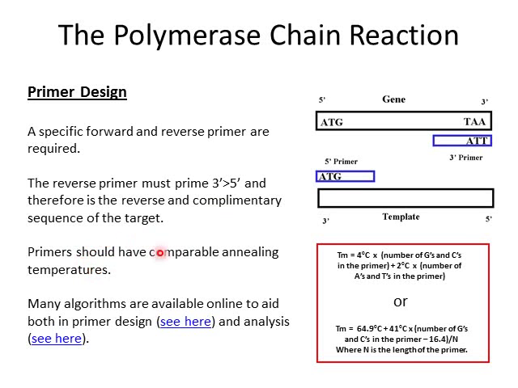These things should have comparable annealing temperatures, and in reality we don't do this by eye and just pluck these sequences out of thin air. You can use algorithms and online software now to help in primer design, and there's links to a couple of examples of that here.